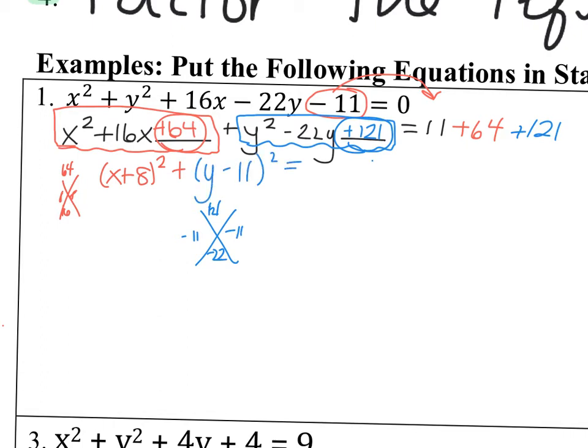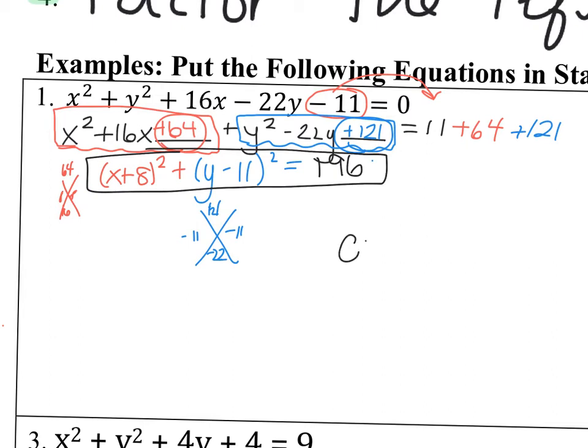And then I'm going to clean up my right side. So on my calculator, I'm going to type in 11 plus 64 plus 121. I get 196. Notice this right here is my standard form of my circle. My center would be the opposite of x, which is negative 8, and the opposite of y, which is 11. That's my center. And my radius is the square root of 196, 14. And I'm done.